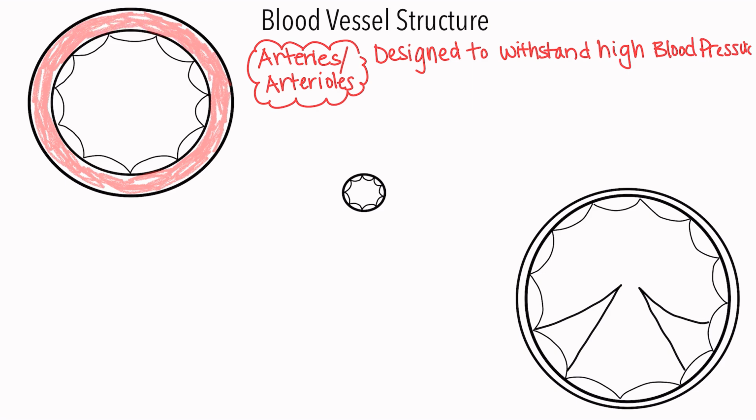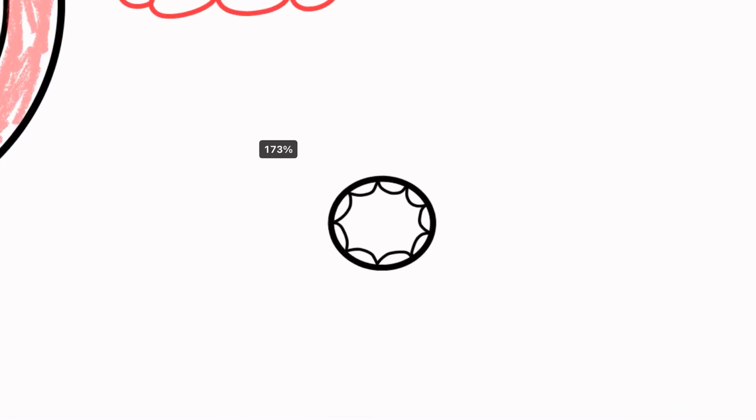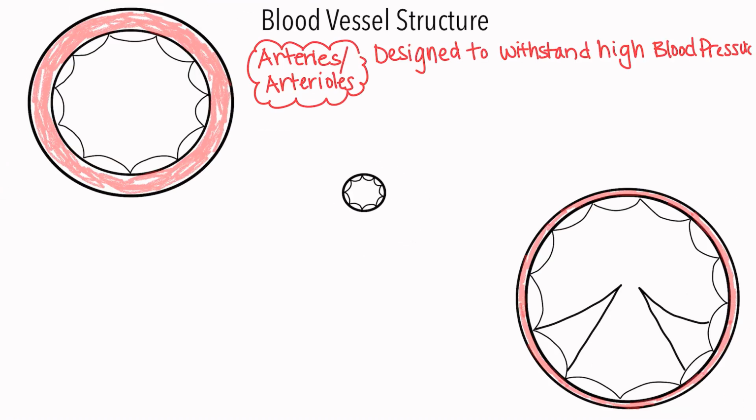We call this layer the tunica media. Now look over here at this vein down on the bottom. Do you see how I'm coloring this in red over here? It is much thinner. And then this little vessel in the middle does not even have any smooth muscle. It only consists of this soft, smooth lining called the tunica intima, which I'm going to put in green. So this is a capillary.